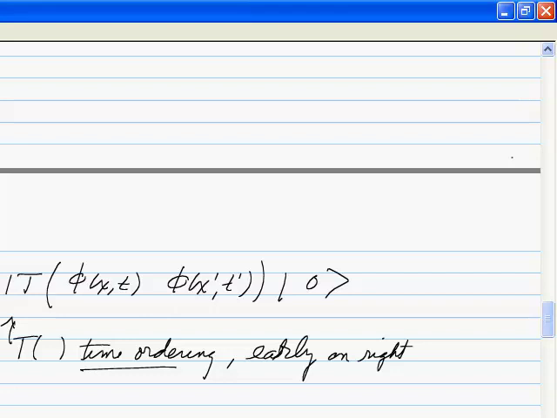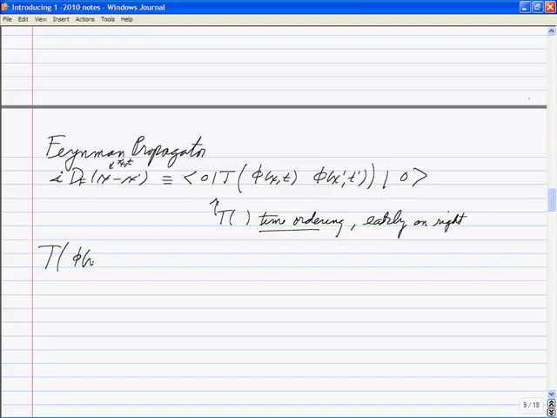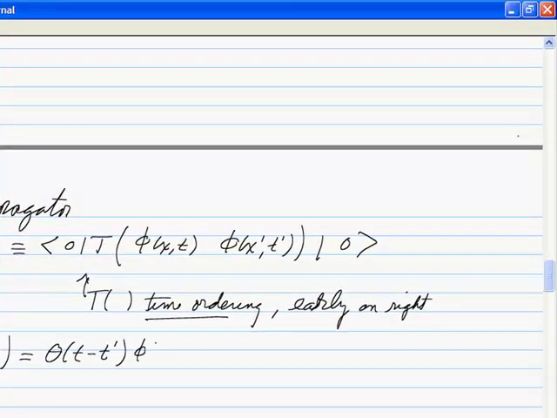So here's explicitly what it is. Time ordered phi of x, phi of x prime is the theta function, the step function, theta of t minus t prime, phi of x, phi of x prime, plus the other ordering, theta of t prime minus t, phi of x prime, phi of x. So this says that if t is bigger than t prime, then the later one sits over here, the earlier one sits over there. But if t prime is bigger than t, the later one sits over here, the early one sits over there. Okay, that's the general definition of time ordering.